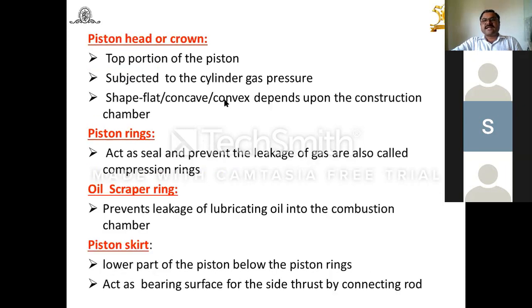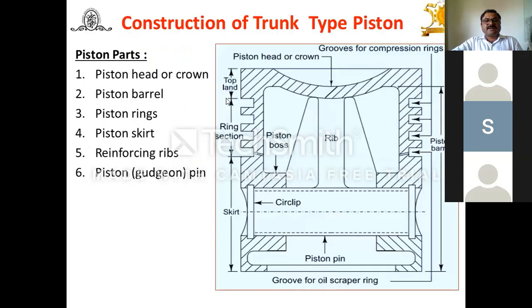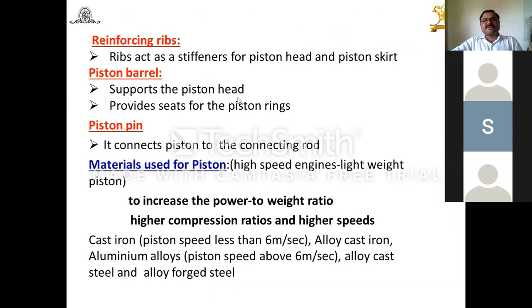Then another important part is the piston barrel. In this diagram, the piston barrel runs from this top line up to this open section. That means the piston barrel consists of the ring section as well as the skirt section. It supports the piston head and provides a seat for the piston rings. And then the piston pin, which I have already explained, connects the piston to the connecting rod.